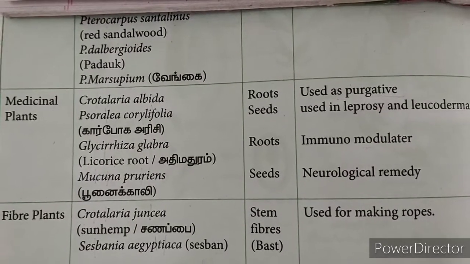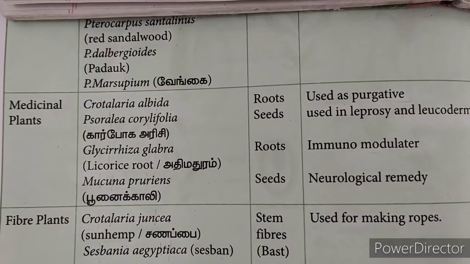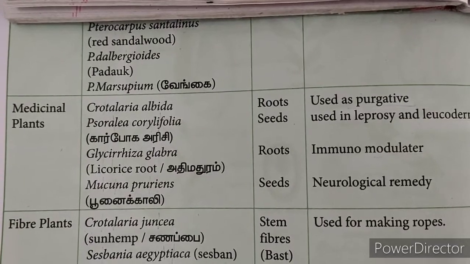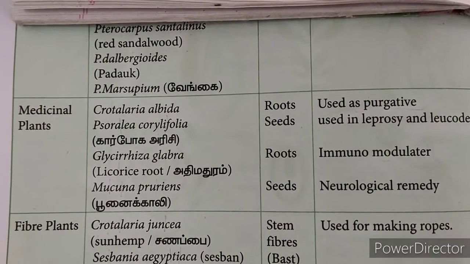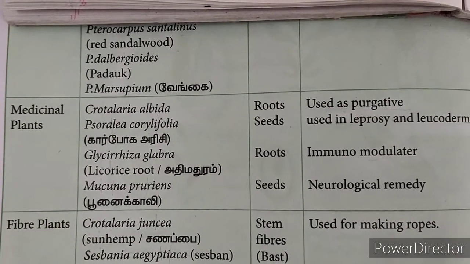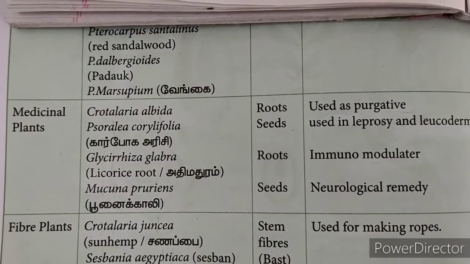Commonly it is called in Tamil கார்போக அரிசி. The next one is Glycyrrhiza glabra, அதிமதுரம். The roots of this act as an immunomodulator. Immuno என்றால் என்ன, நோய் எதிர்ப்பு சக்தி.